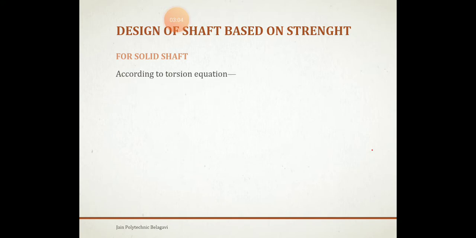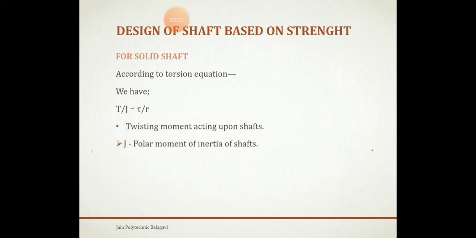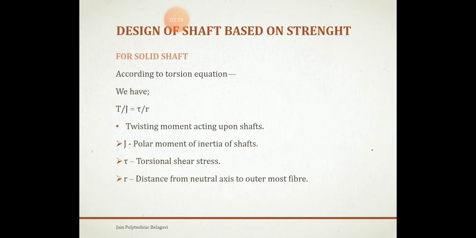Now for the solid shaft, according to the torsion equation, we know that T by J equal to tau by R, where T is the twisting moment, J is the polar moment of inertia, tau is the shear stress, and R is the radius of curvature.